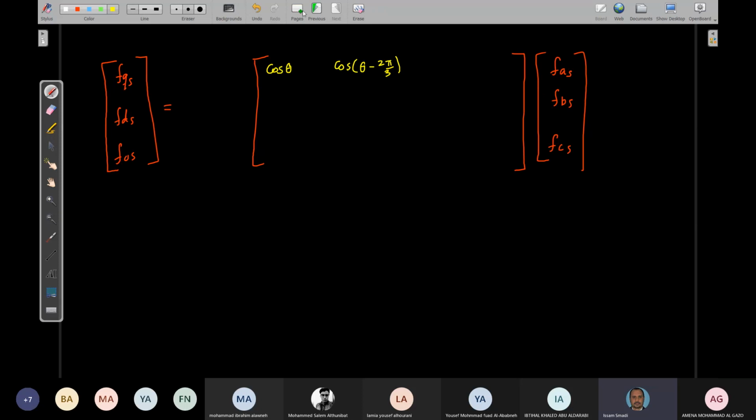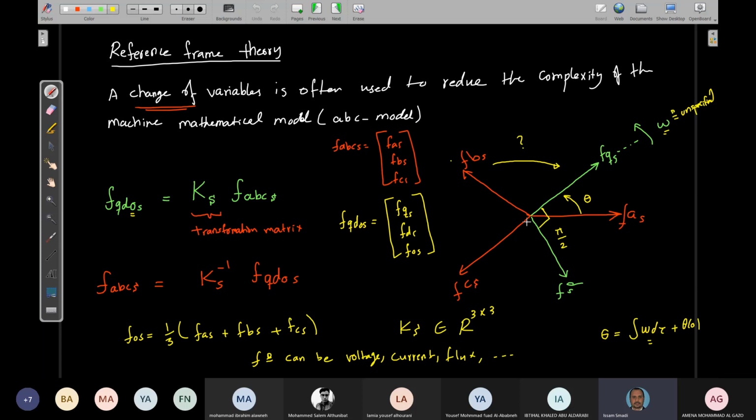So FCS, I need to project it toward the Q, then the angle will equal to what? You know that this angle is equal to 2 pi over 3, and this angle is equal to another 2 pi over 3. So it will be theta plus 2 pi over 3, it will be 2 pi over 3 plus theta, correct? Yes.